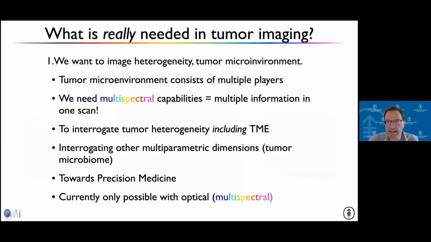Now, what is really needed in tumor imaging? I think one of the big parts is we want to image heterogeneity. We want to image the tumor microenvironment. That consists of multiple players.